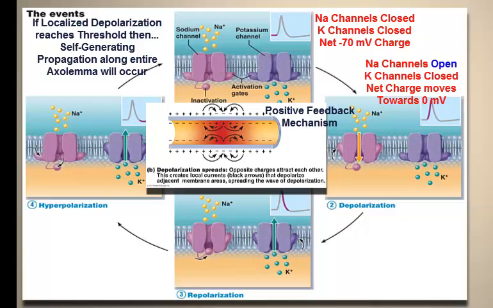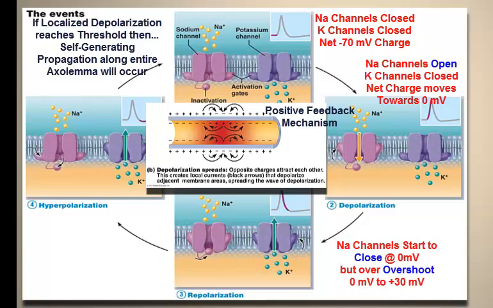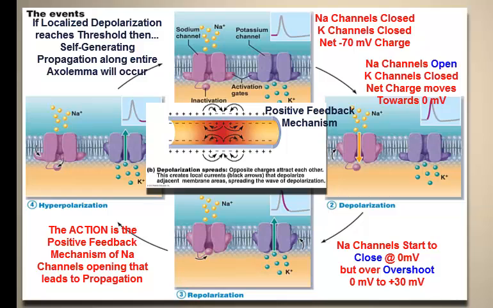Actually, this causes the neuron to overshoot the 0 millivolt mark and obtain about a positive 30 millivolts before we can shut off and completely close off these sodium gates. Thus, the action in action potential is going to be this positive feedback mechanism. The propagation is going to be unidirectional, as I said.